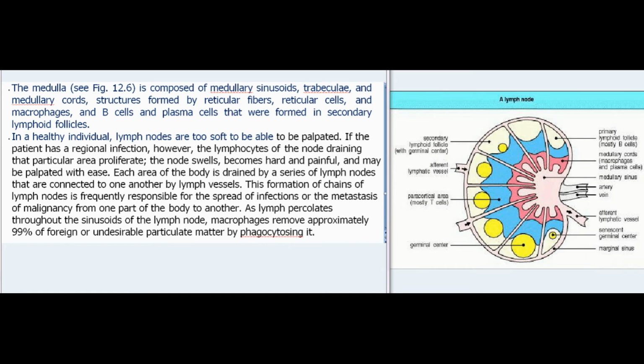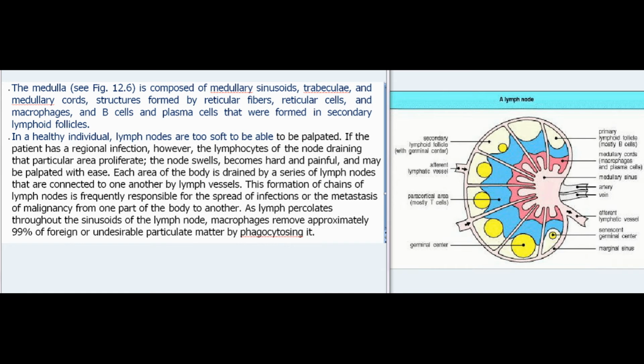If the patient has a regional infection, however, the lymphocytes of the node draining that particular area proliferate, the node swells, becomes hard and painful, and may be palpated with ease. Each area of the body is drained by a series of lymph nodes that are connected to one another by lymph vessels. This formation of chains of lymph nodes is frequently responsible for the spread of infections or the metastasis of malignancy from one part of the body to another.